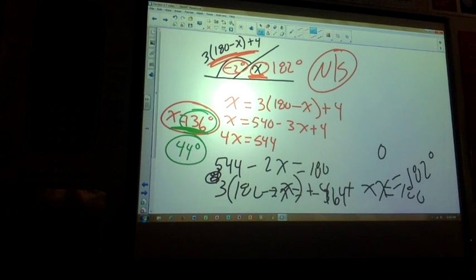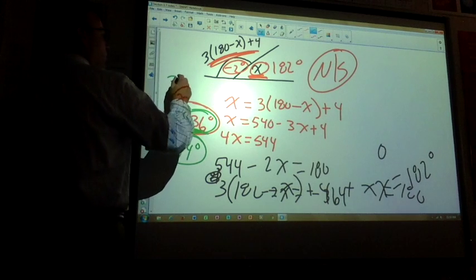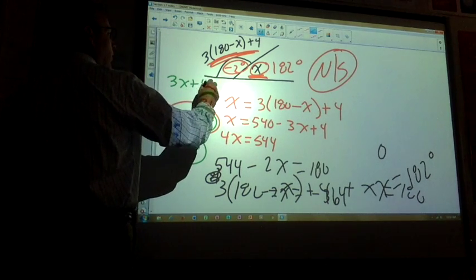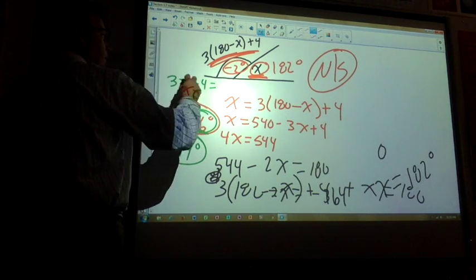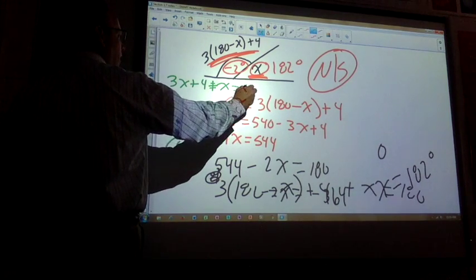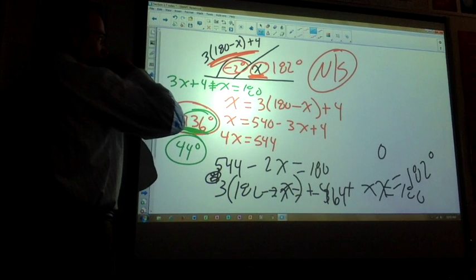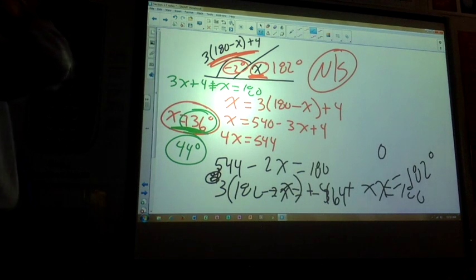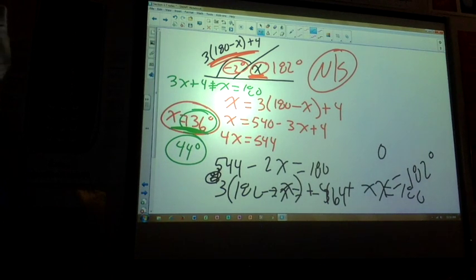Okay, so why couldn't you have just done 3x plus 4 plus x equals 180? Like, because the smaller one is x. And it's 3 times. Is that what you said? Yeah. No, wait. Oh yeah. That's what I did. I got 44. Do you get the same answer? Yeah, I got 44. Huh.